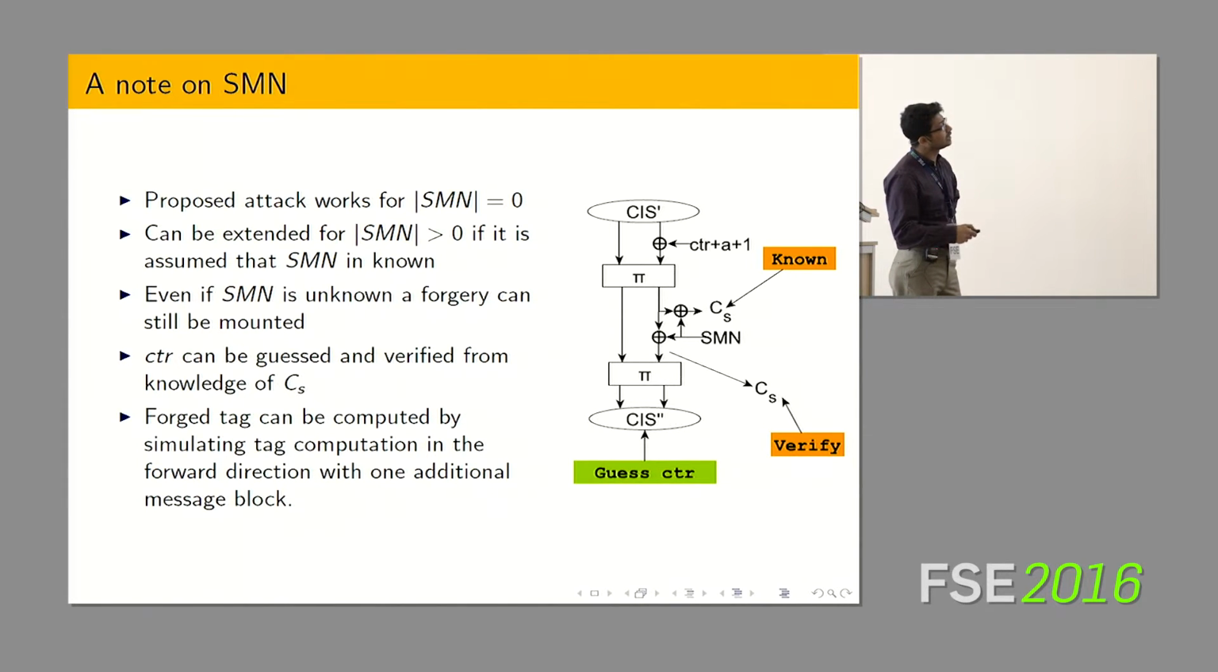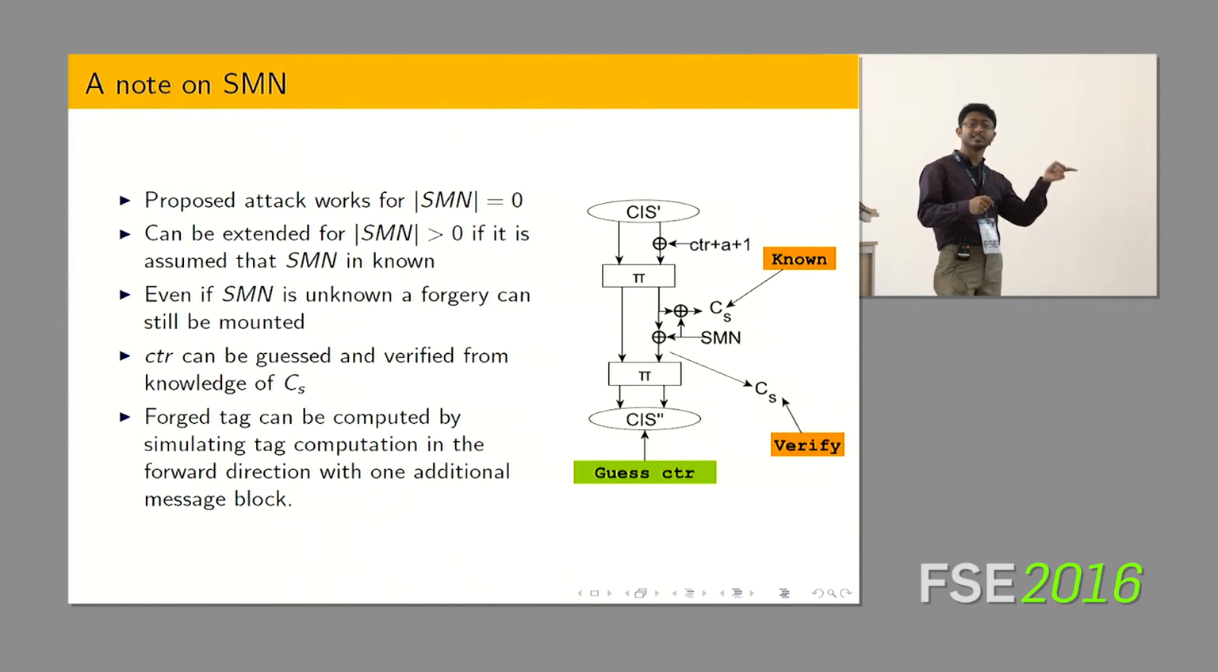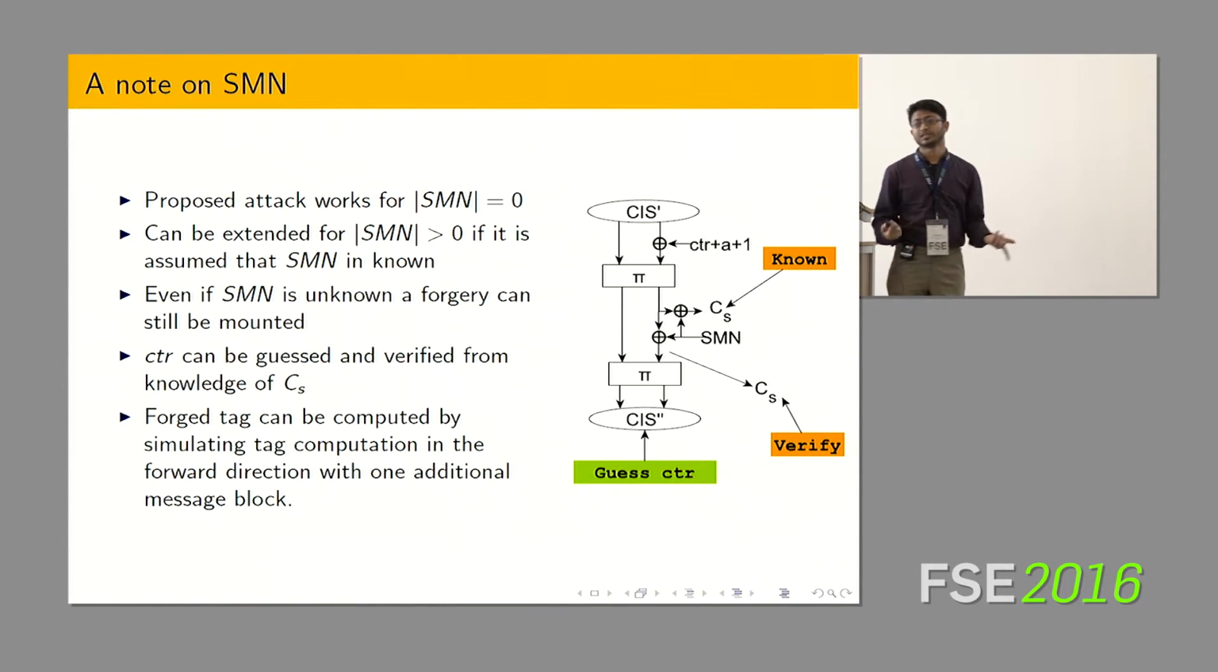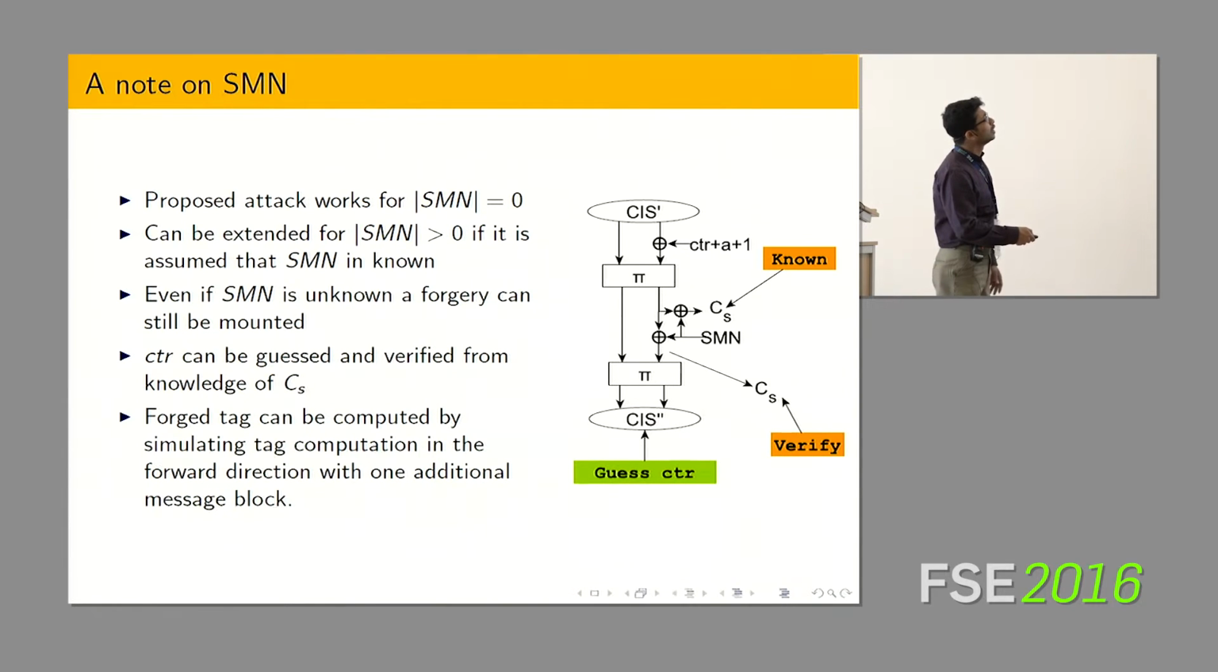If you see, in case of the SMN processing, you have this CS value that is known. So what we'll do is that we'll guess the counter, invert the CIS double prime, and actually make a 1 pi inverse, and this CIS is basically this one, so we can verify the value of the CIS and recover the counter. Once the counter is recovered, we simulate the tag computation in the forward direction with one additional message block of any choice, and we can force the tag.